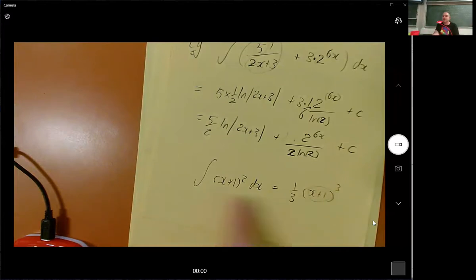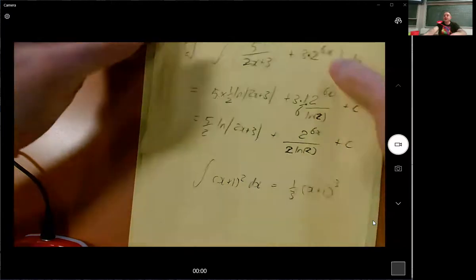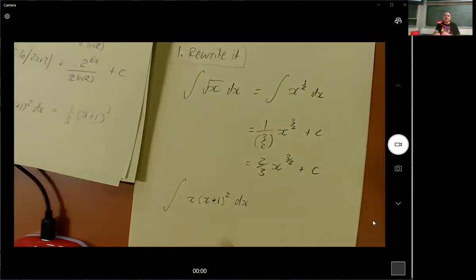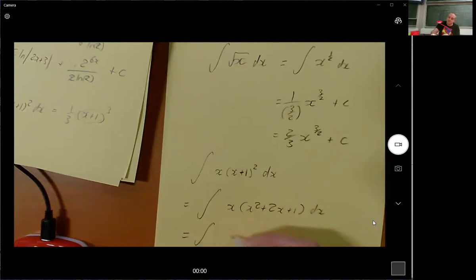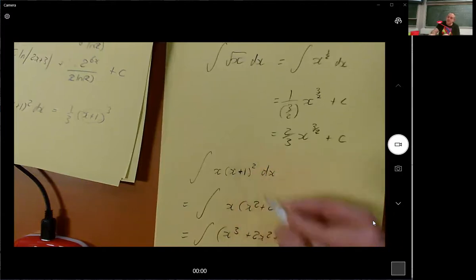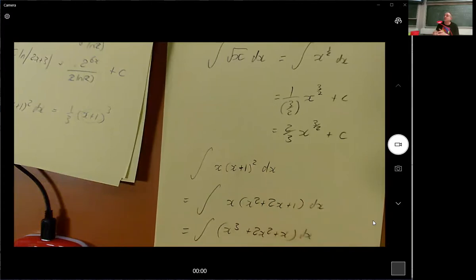This is why this rule is so useful. But I've got an x in the way, so I'm not going to be able to just do that. So my only hope is to rewrite it. And the only way I know how to rewrite this is to expand it out. So my x plus 1 squared became x squared plus 2x plus 1. That's expanding using the perfect square. And then I multiplied all these by x, and now I'm here.